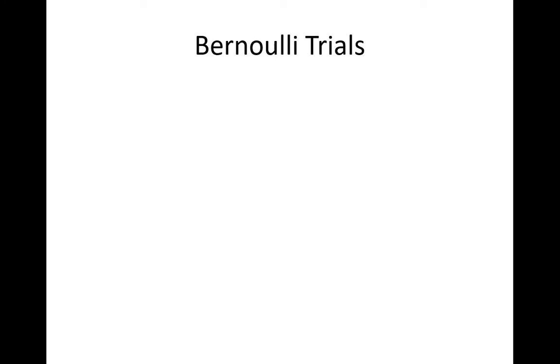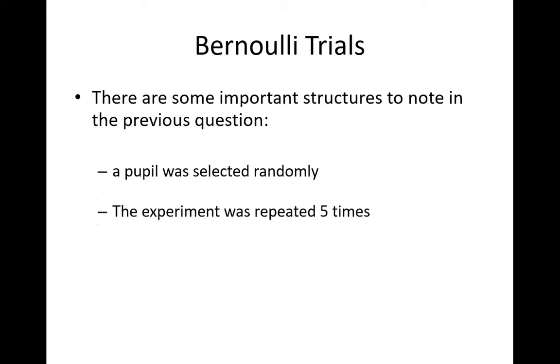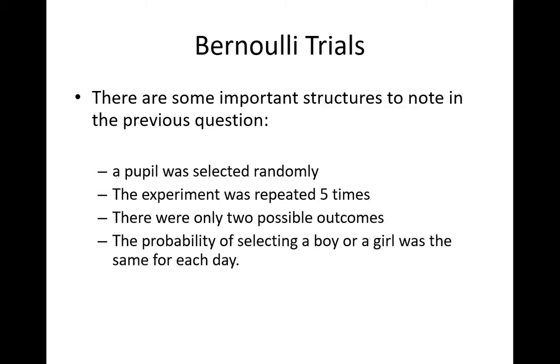Now, what did we notice about that question? Well, first of all, we noticed that a pupil was selected randomly. So there's no rules in how these people are selected. That's key. Randomness has to be a part of this, and we said that from the very beginning of probability. Number 2, the experiment was repeated 5 times, 5 days, Monday, Tuesday, Wednesday, Thursday, Friday. So there was repetition of the event. There were only 2 possible outcomes, boy or girl. The probability of selecting a boy and a girl was the same for each day. So it was 3/4 to 1/4 on Monday, and on Tuesday, and on Wednesday, and on Thursday, and on Friday. Nothing changed. So the probabilities didn't change.